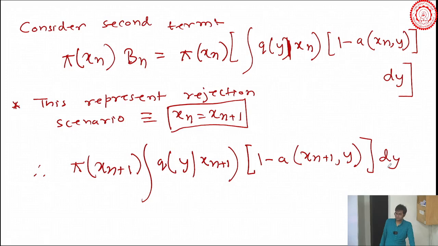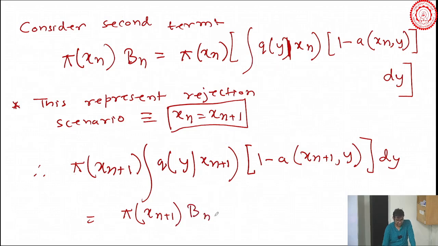Now what is this term inside the integral? If the previous term was bn, is it not bn plus 1? So this is equal to what? Pi xn plus 1 times bn plus 1. You can see what was bn, so in that sense, right?